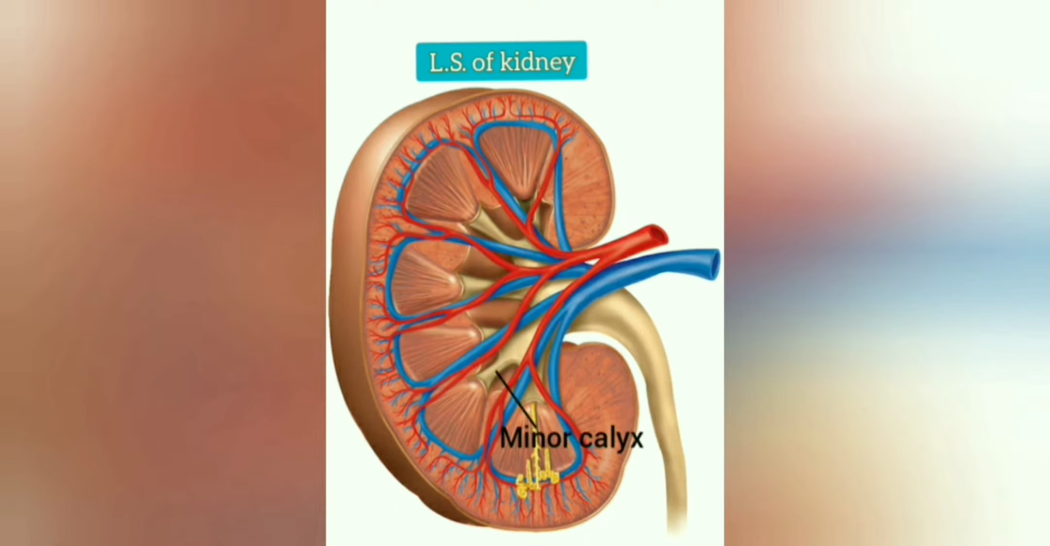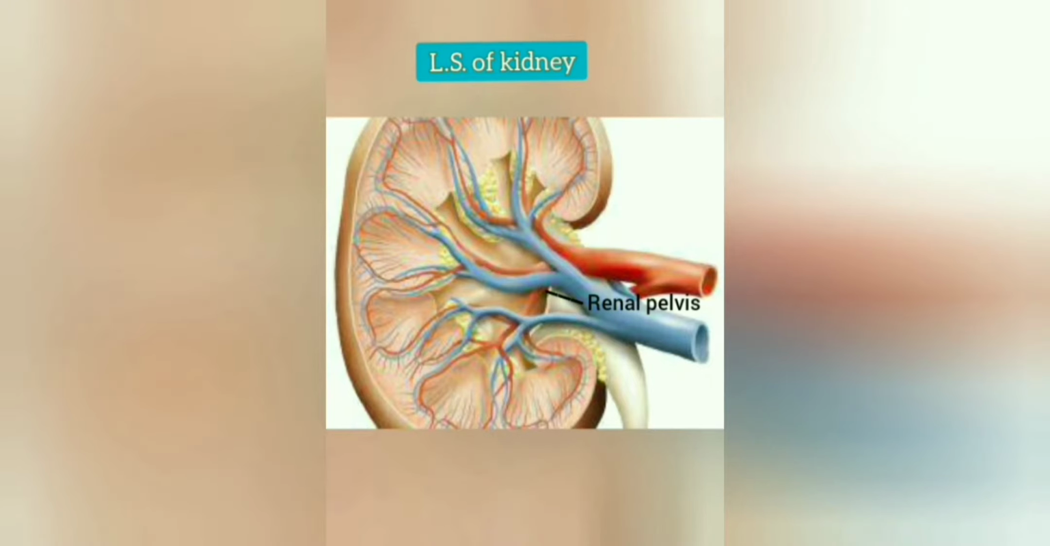Minor calyces merge together to form a major calyx. Major calyces unite together to form a renal pelvis. Renal pelvis is a funnel-shaped area. Renal pelvis continues as ureter which leaves kidney through hilus.